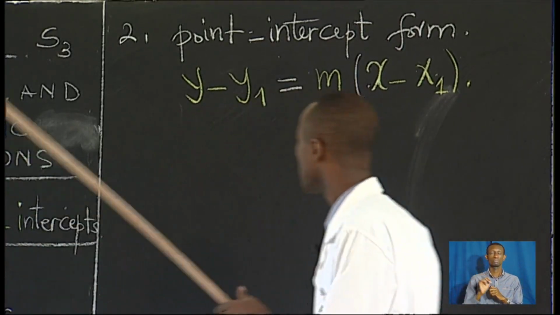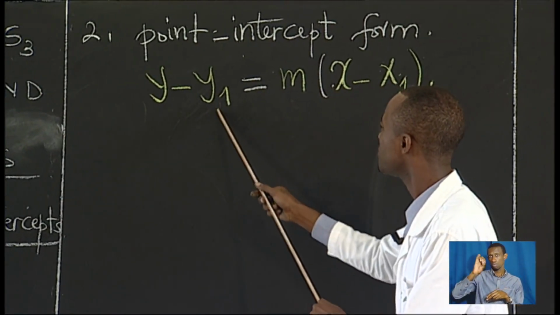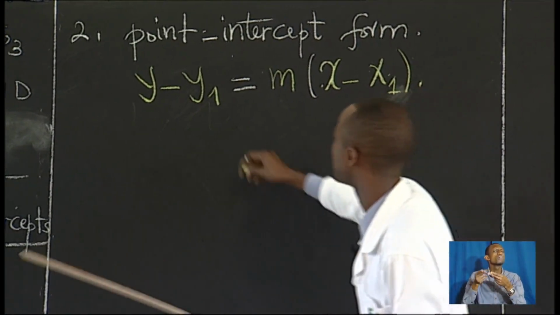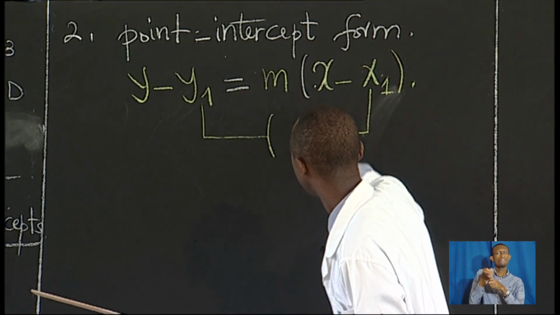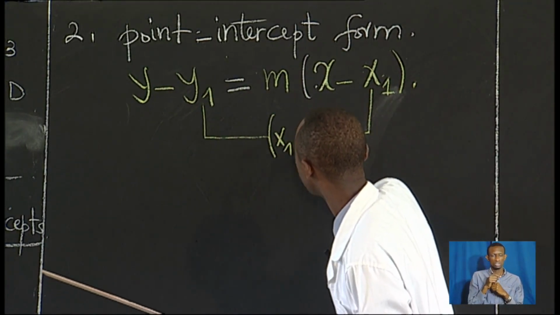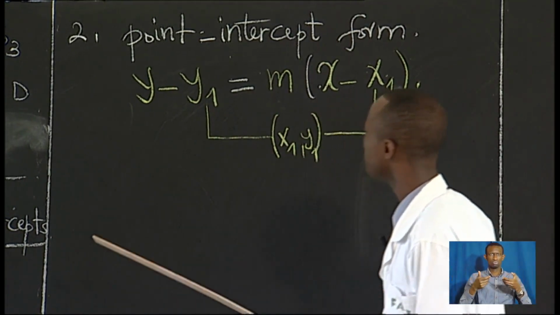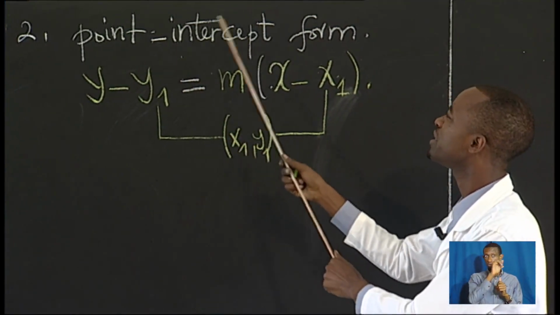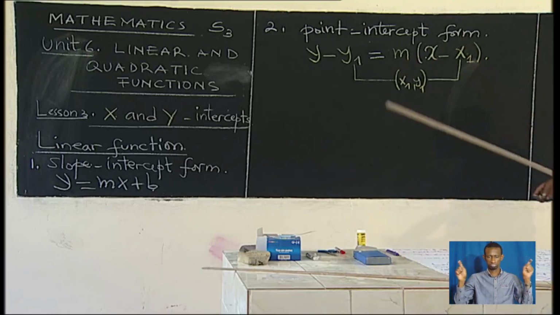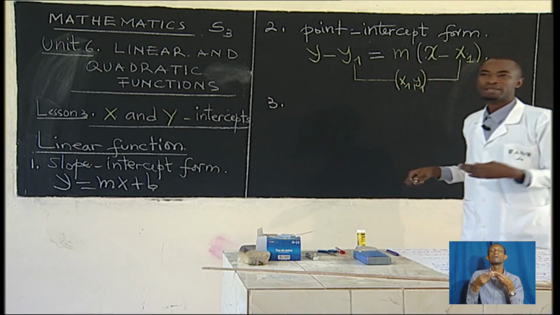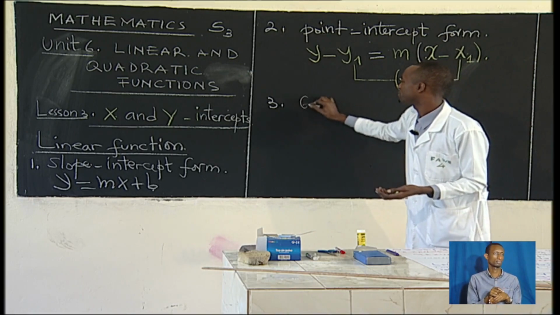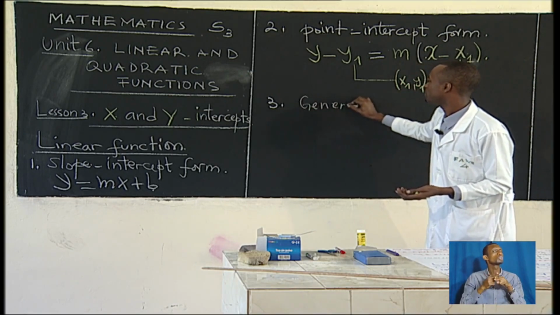You see? We call it point because this one is coming from a point. It's a coordinate of a point. And also this one, actually, it's a coordinate of a point. We have x1 and also y1. That's why we call it point-intercept form. There is the third form. The third form is actually called the general form.